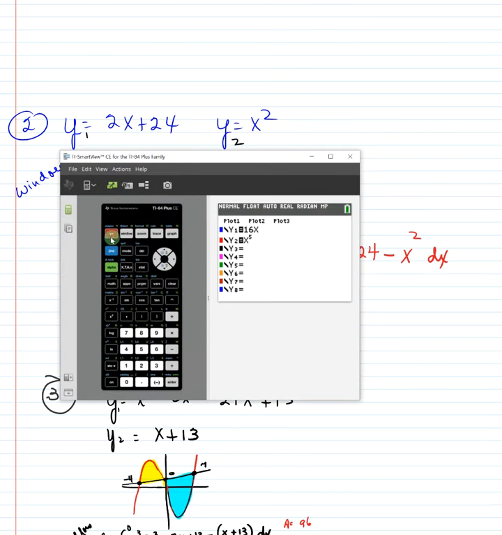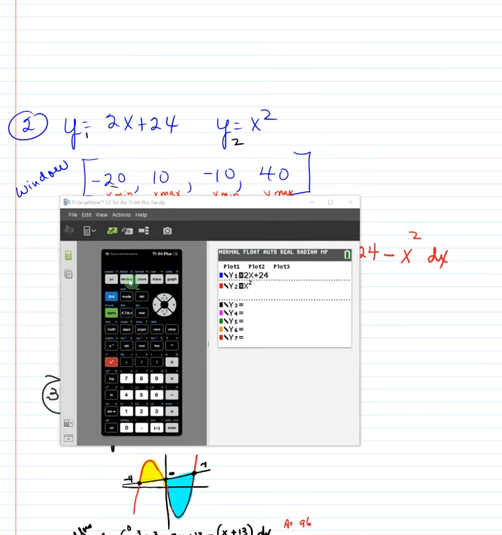So we'll go to y equals and we'll clear that out and we will put 2x plus 24. And we'll come down here and put x squared. I'm going to clear that and delete that. So we have x squared.